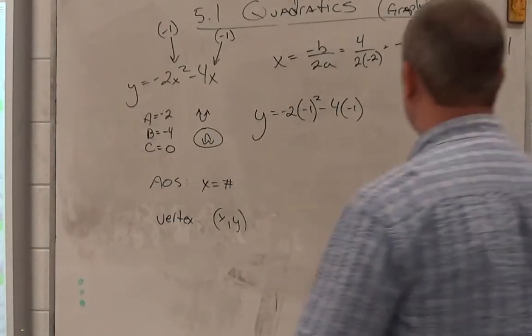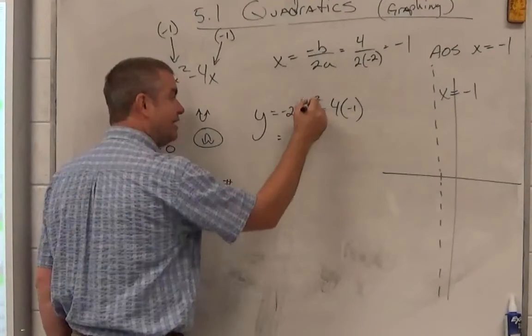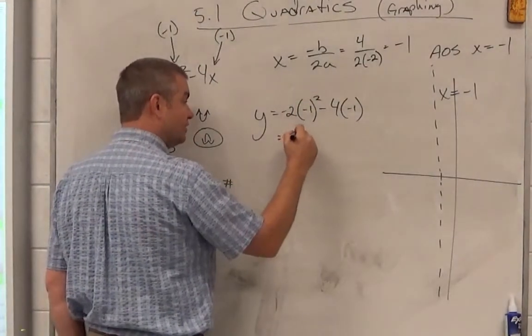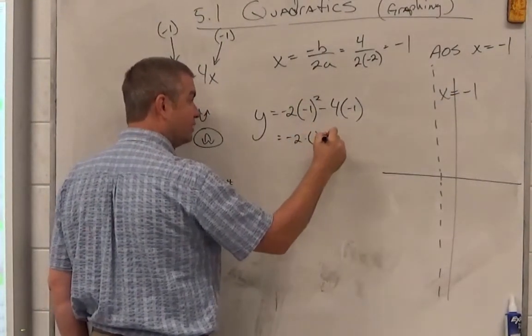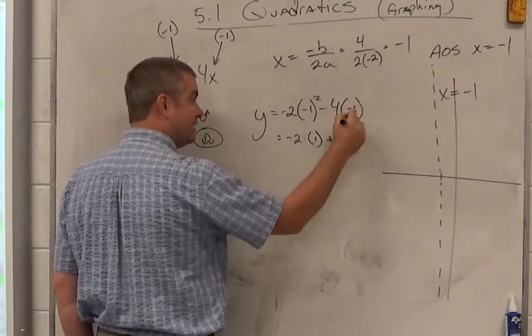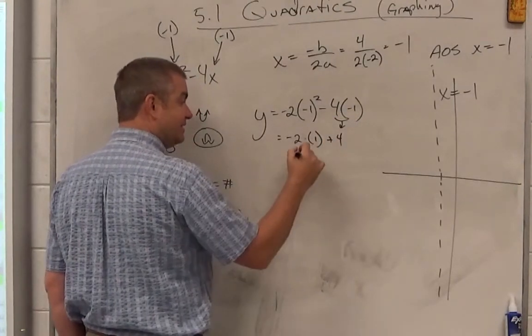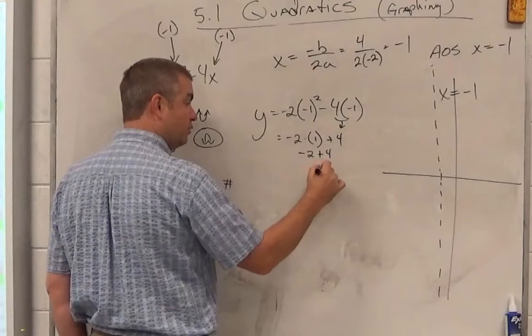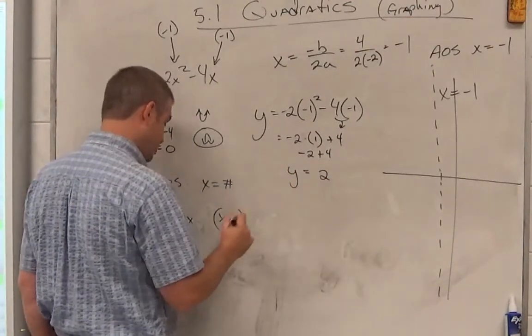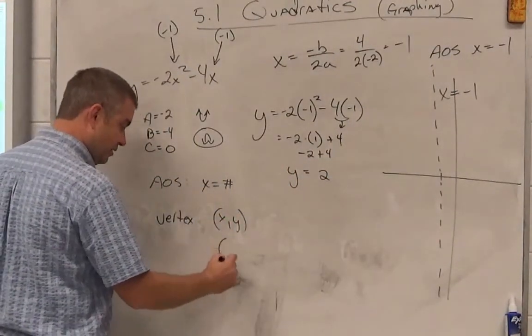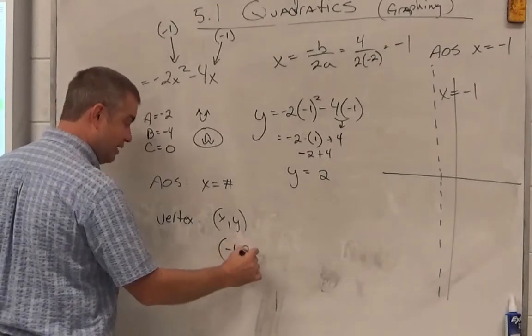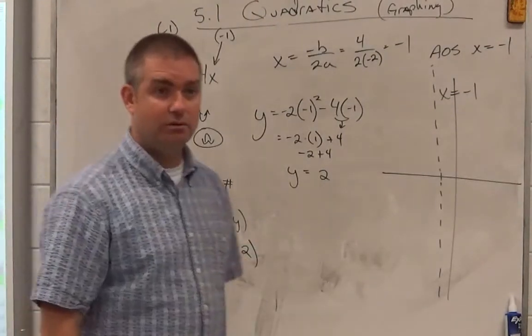Okay? So I'll do it step by step. Negative 1 squared is positive 1. So this is negative 2 times positive 1. And then this is plus 4. That gives you plus 4. This is negative 2 plus 4, which is 2. Y equals 2. So our vertex is negative 1, positive 2.